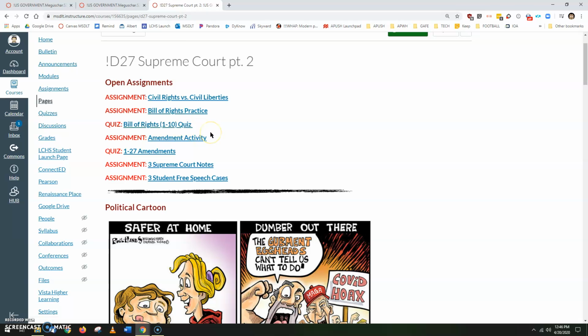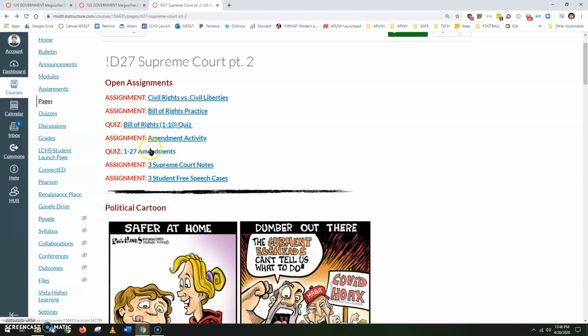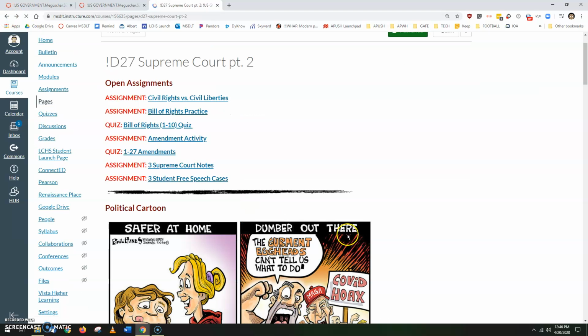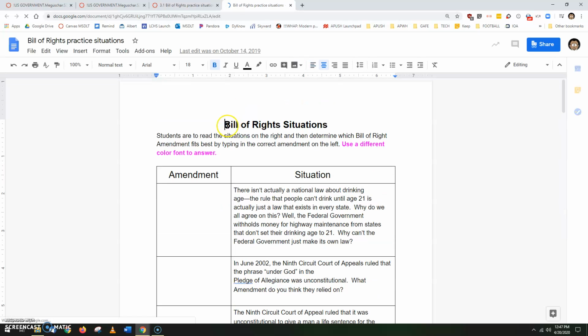So make sure you take advantage of, like this Bill of Rights, you have 2 opportunities. 1 through 27 quiz, you have 2 opportunities. So please make sure you take advantage of these. I did note, as people are doing work on like Bill of Rights and stuff, one of the things I've seen them do quite a bit is not understand Bill of Rights is the first 10 amendments. So you can't put Amendment 11 in here because Bill of Rights is only 1 through 10.